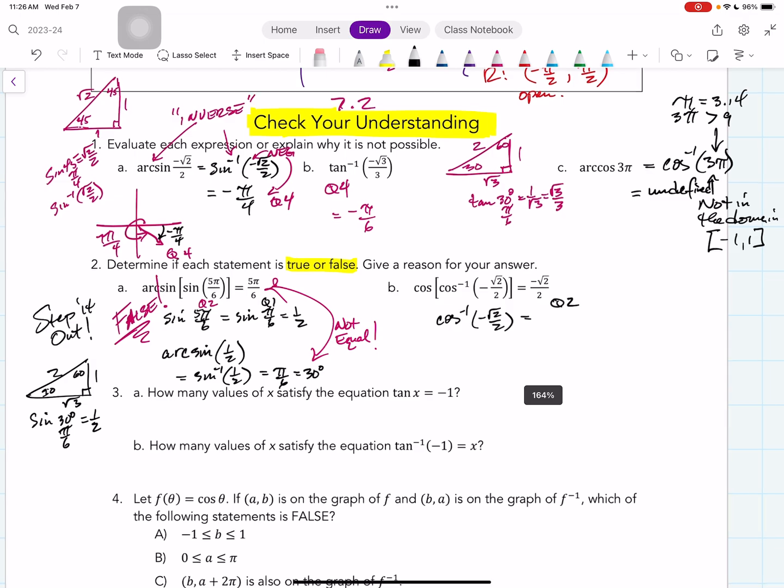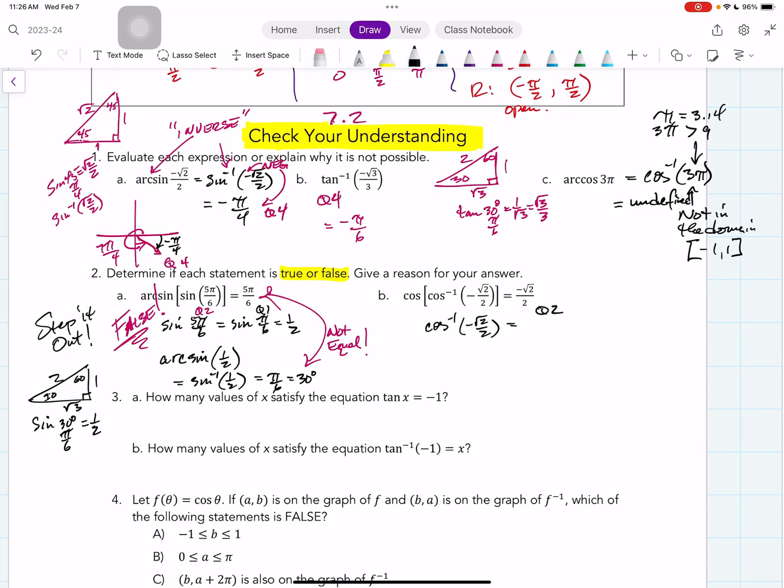So let me bring over the 45, 45, 90, our friend right here. Okay, so I'm just redrawing this so we can see the picture. We know that the cosine of 45 degrees, which is pi fourths, gives us 1 over root 2 or rationalized root 2 over 2. Okay, we know that. You guys probably have that hopefully memorized by now. All right, so that's the quadrant 1 reference angle.